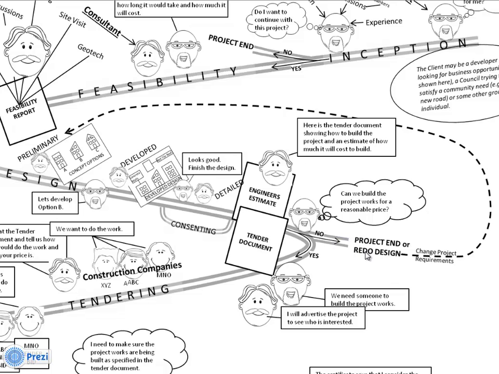Or he might say, no, I'm going to change the project requirements. I'm going to have a smaller building maybe, or I'm going to make the building out of cheaper material, whatever. So he'll change the project requirements, and it'll all go back to the start, and the consultant will redesign it, do the preliminary design, develop, and keep on going through. So sometimes this design process is an iterative process.